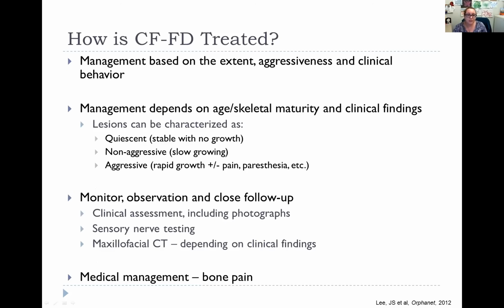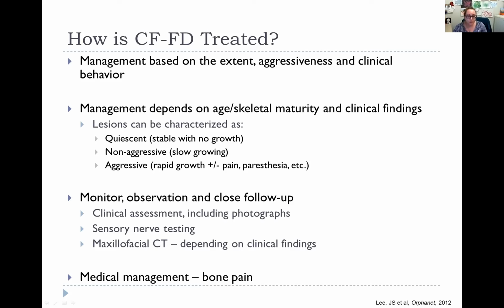And management is based on the extent, aggressiveness, and clinical behavior of lesions. As far as surgery goes, it will depend, like we've been talking about, on skeletal maturity and age. So many of the lesions can be characterized as quiescent or stable with no growth over a period of time, non-aggressive, which means that the lesion's growing but slowly, or aggressive, which can present with rapid growth, pain, numbness, other sorts of symptoms.